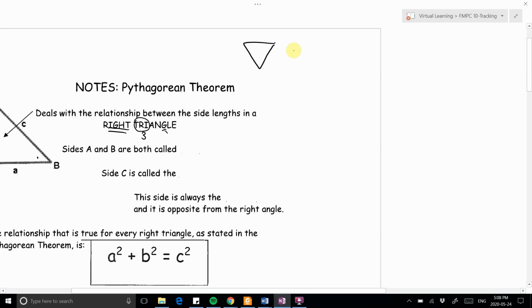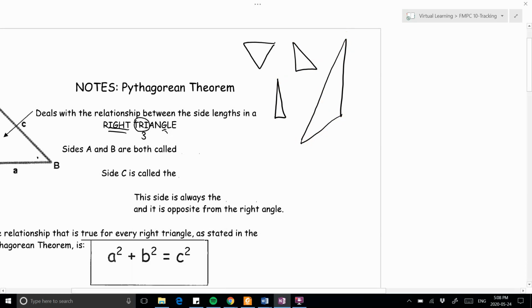We could have a triangle that looks like this. We could have a triangle that looks like this. We could have a triangle that looks like this. A triangle that looks like, well, that one's not straight, but if these were all straight lines, a triangle that looks like this. Right? These are all triangles.